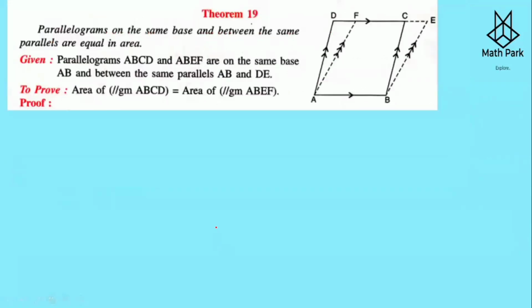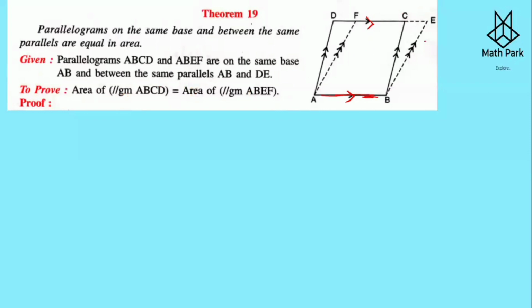So the first theorem, that is theorem 19 in your book, says: parallelograms on the same base and between the same parallels are equal in area. So what is given to you? You are given parallelogram ABCD, and ABEF is a parallelogram on the same base AB. AB is the common base for them and they are lying between the same parallels AB and DE. You have to prove that area of parallelogram ABCD is equal to area of parallelogram ABEF.